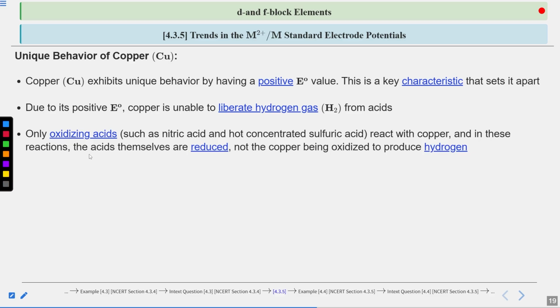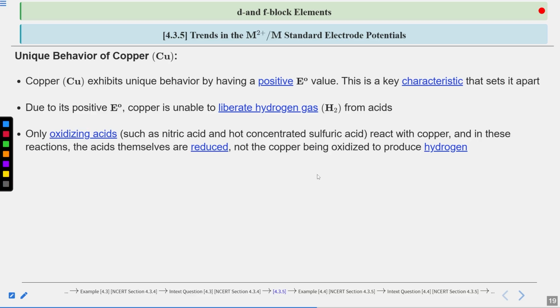Only the oxidizing acids like nitric acid and hot concentrated sulfuric acid will react with copper, and in these reactions the acids themselves are reduced, not the copper being oxidized to produce hydrogen. So copper is not going to be oxidized, and it only reacts with oxidizing acids like nitric acid and hot concentrated sulfuric acid, in which only the acids are reduced.